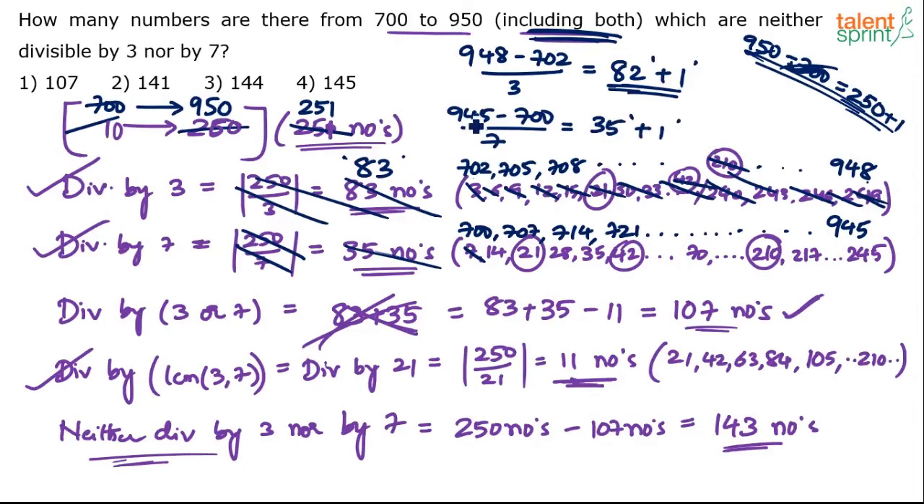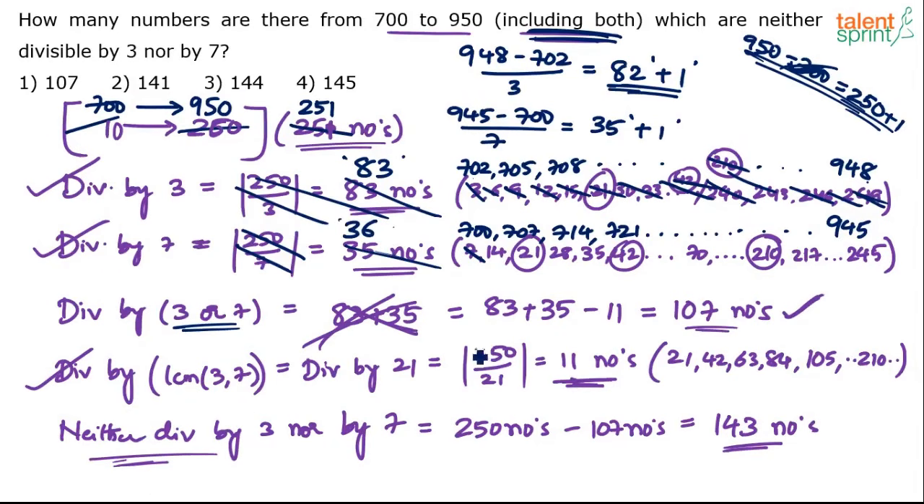Remember, extra 1 is why? Because this 700 was also a multiple of 7, which we did not count. Like earlier, 702 was not counted in this list. We have added 1. Now this time 700 has not been counted because 700 was excluded, right? So plus 1, 36. So this is not 35, this is 36. You're able to follow. And now a similar process has to be done for 21. This you have understood: 3 or 7 cannot be taken directly. 83 plus 36, right? We have to find out the multiples of 21 as well.